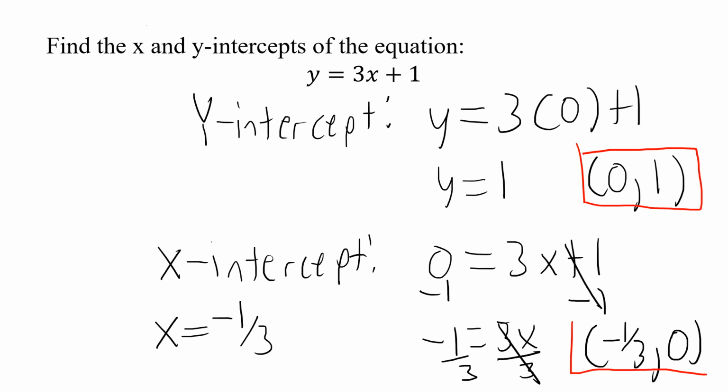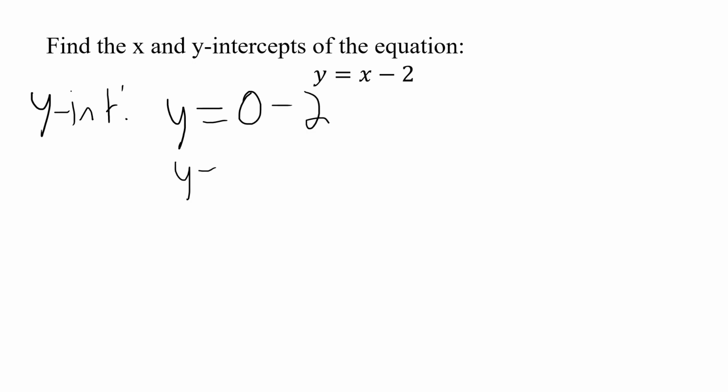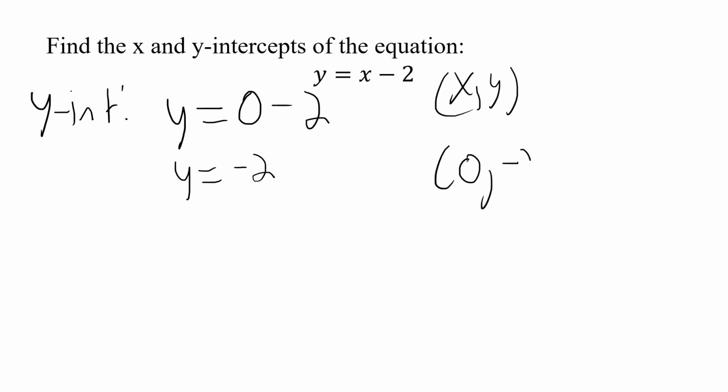Let's try a few more examples to get this concept down. In this question, we're told to find the x and y intercepts of y equals x minus 2. To find the y-intercept, just like last time, we make the x 0. So y equals 0 minus 2. Now it's time to solve. 0 minus 2 is just negative 2. Now all we have to do is put it in an ordered pair. The ordered pair is always x comma y, and the x we plugged in as 0, so out comes negative 2.